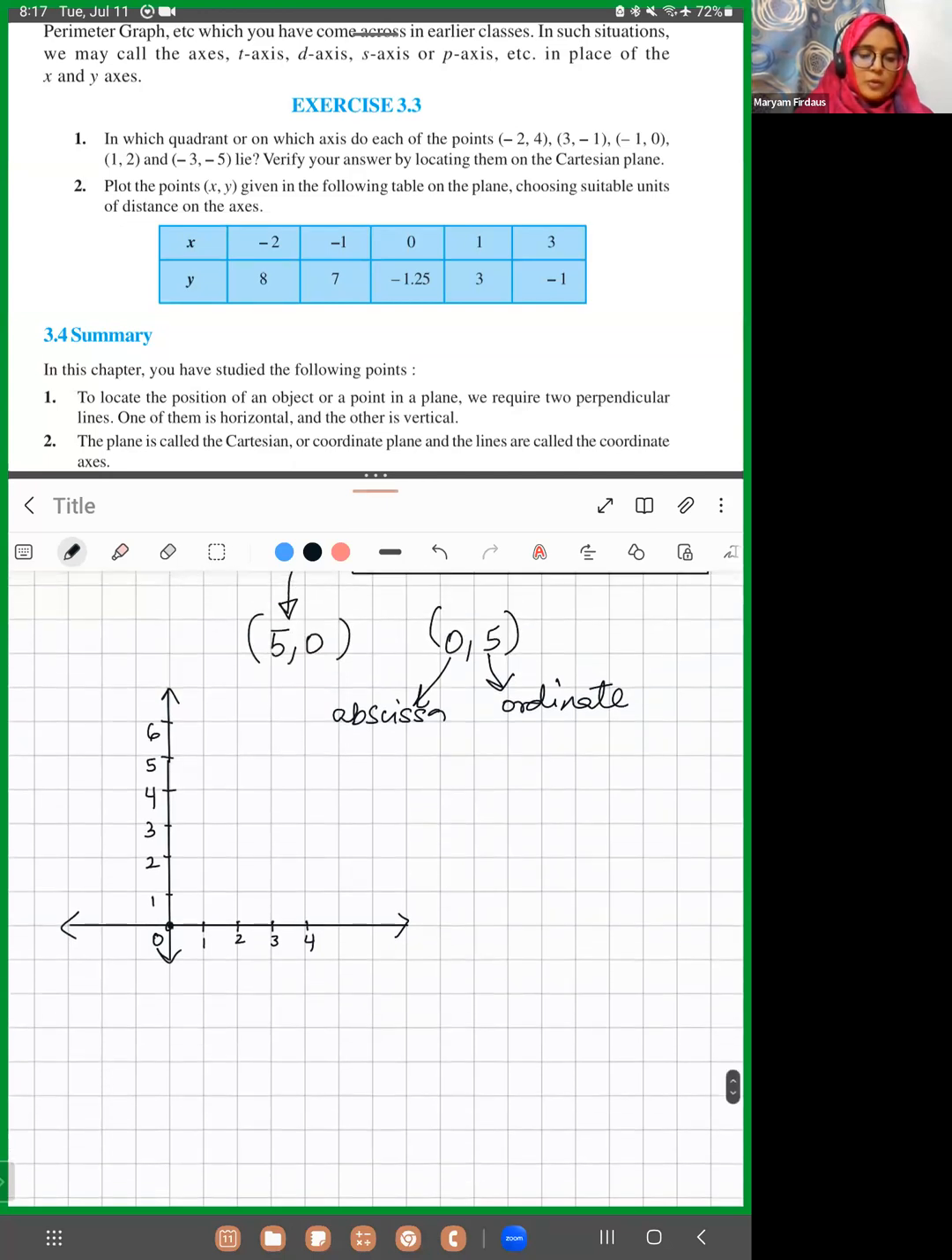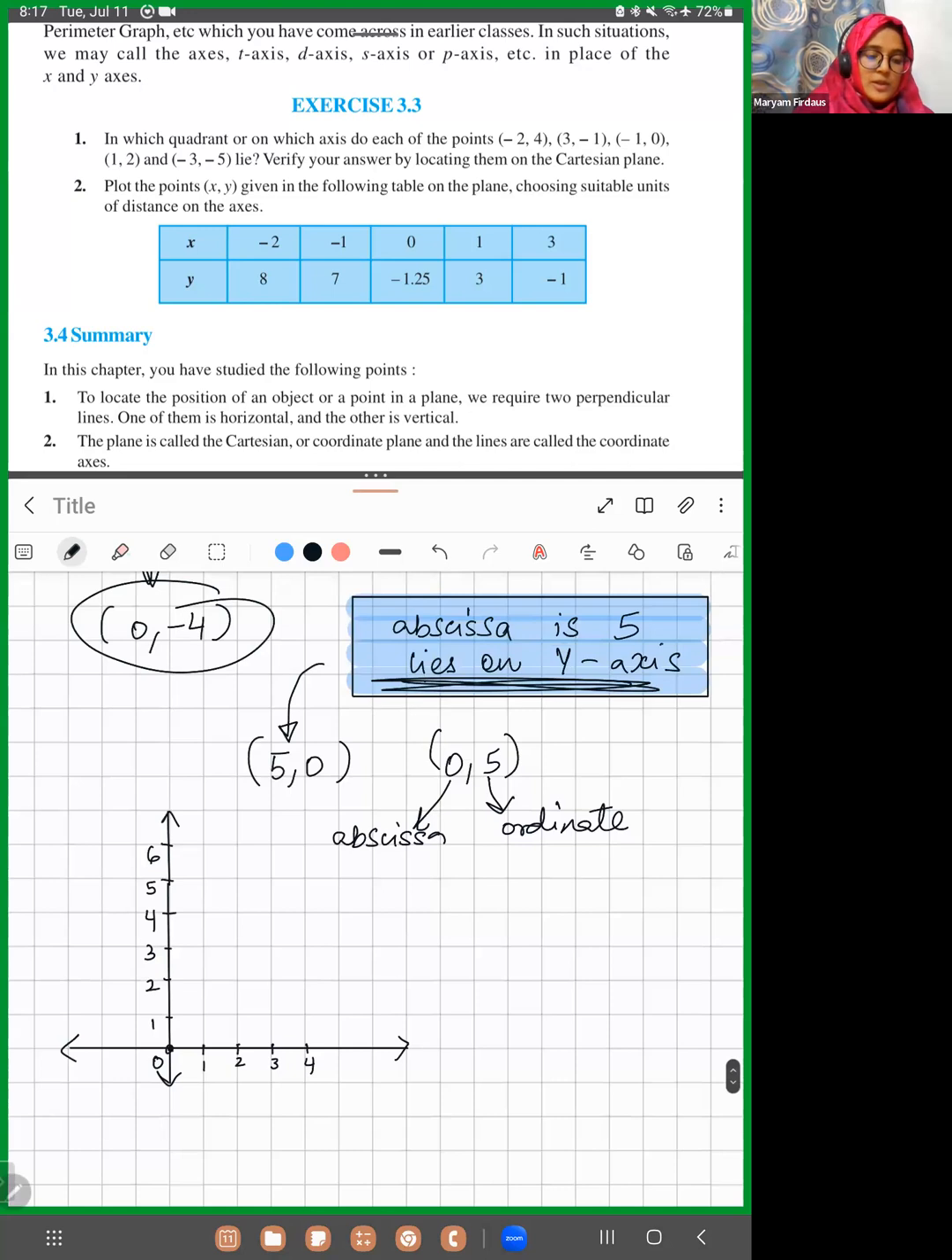You have to plot. Sorry, it's 5, 0. Alina's point. You have to plot Alina's point. So we have to take 5 units in that direction. Just plot the point 5, 0. Okay.